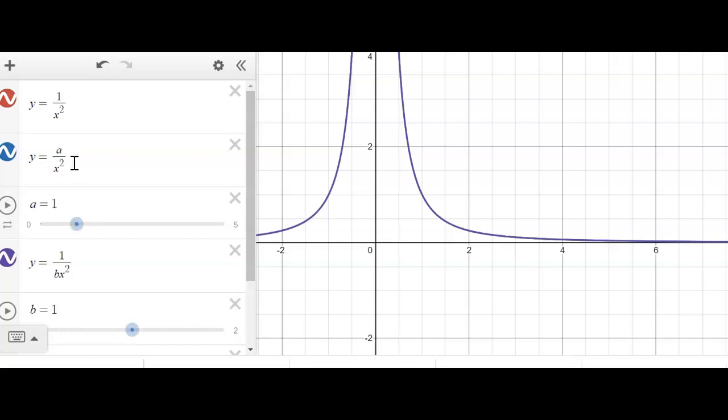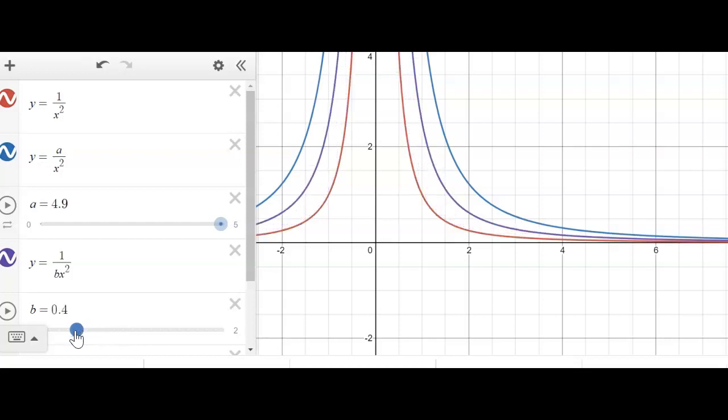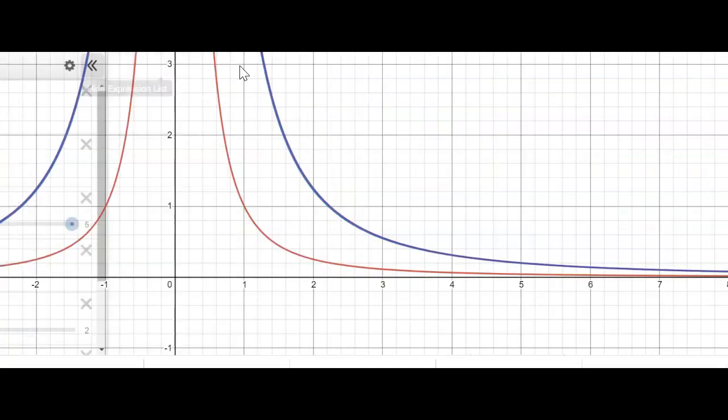All right, so you'll notice I've got y equals a on x squared and y equals 1 over bx squared. So when I change the a to 5, and then I'm going to change the b to 1/5, which is the same as 0.2, you'll notice they start becoming the same line. Now we're looking at just the dilation factor. So let's choose this point here. This is our original 1, 1.